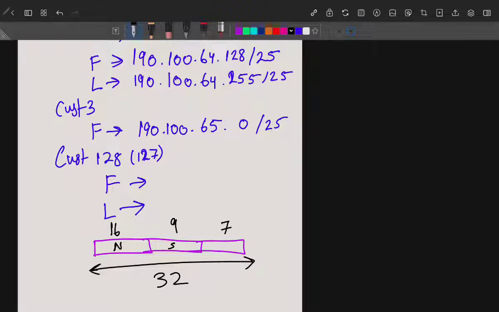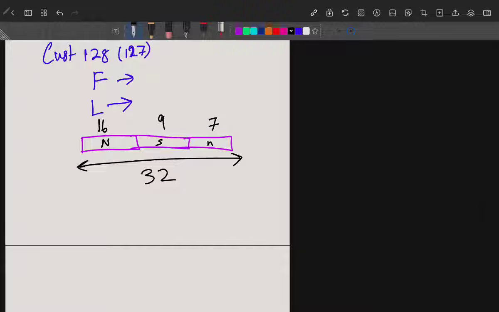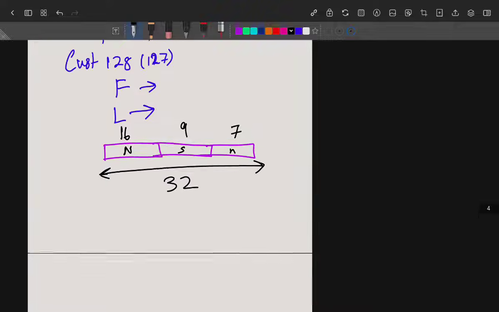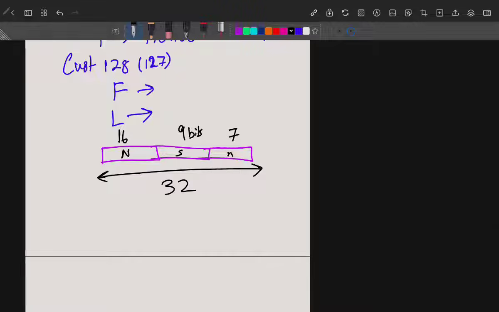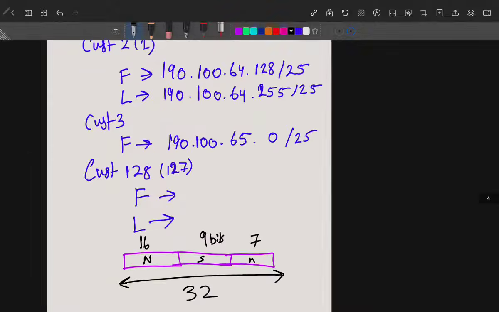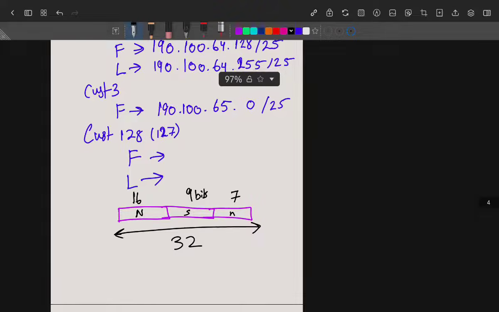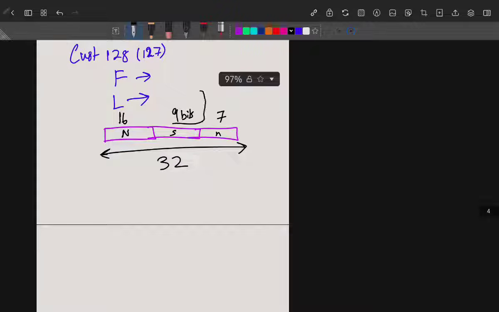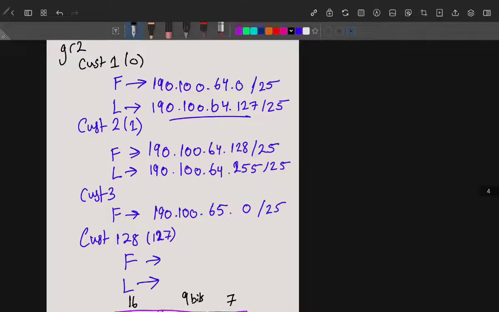Network, subnet, and then we have the host bits. For customer 1, now we know that 9 bits are reserved for the subnet identifier. You need to manipulate and play with the 9 bits in order to jump to the 128 subnet. So how do you do this? You go to the first subnet. Always, when you are manipulating subnet bits, you start with subnet 0.